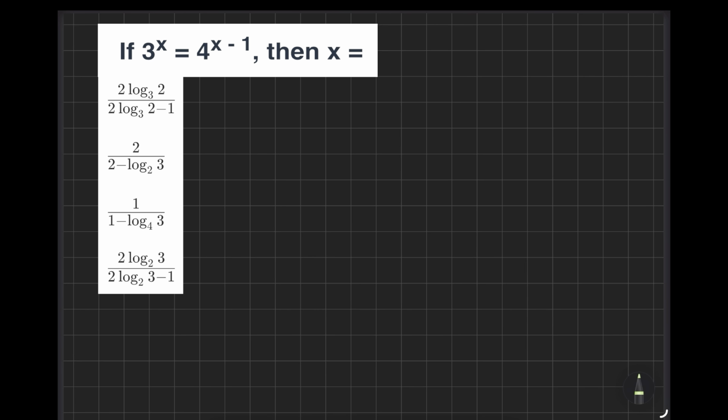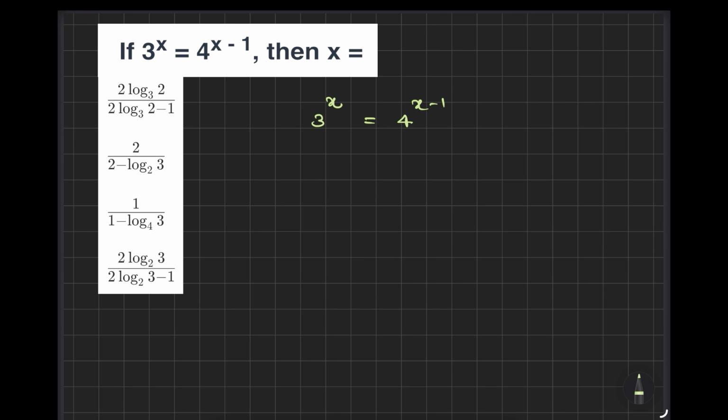So, we are back with a wholesome new question which says: if 3^x = 4^(x-1), then x equals? So, look at how we will approach this problem. If 3^x = 4^(x-1), you know that you have to calculate x.